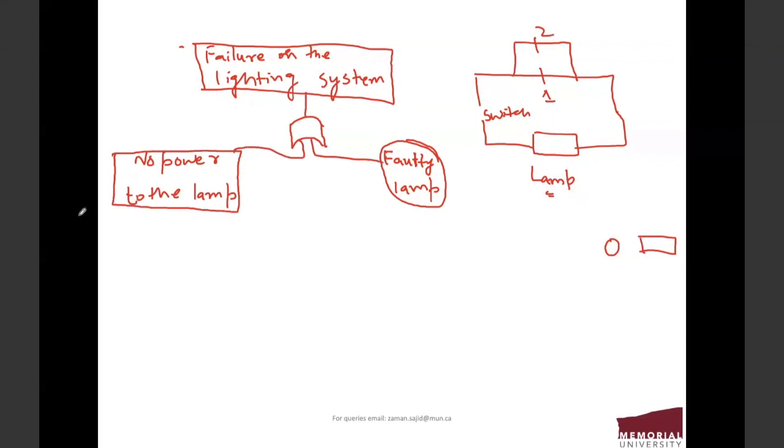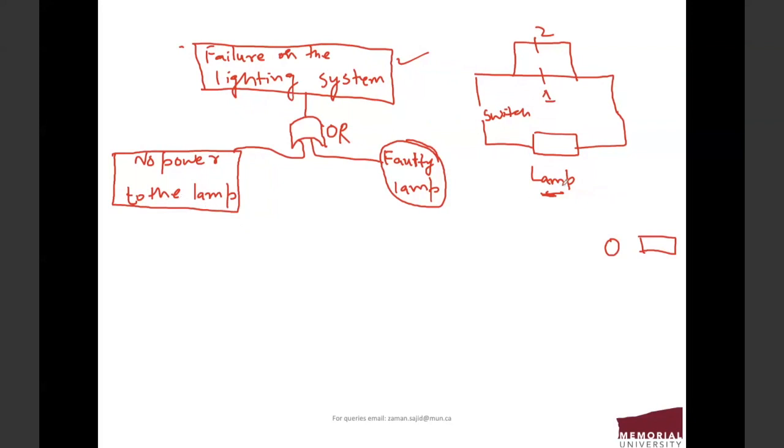Folks, I will repeat one more time if you're not clear. So what was my objective here? I want to find out what is the failure on the lighting system. I look at my system. I can see that this cause could be because of either the lamp is faulty or there could be no power to the lamp. Because in my logical reasoning, I'm using the word OR, that is why I put an OR gate here. Let me write here. This is my OR gate. And because I cannot further divide my faulty lamp event here, I use a circle. However, for the no power to the lamp, I use a rectangular because I can further divide it. Since I can see there are two batteries available in this system, so there must be some power available.